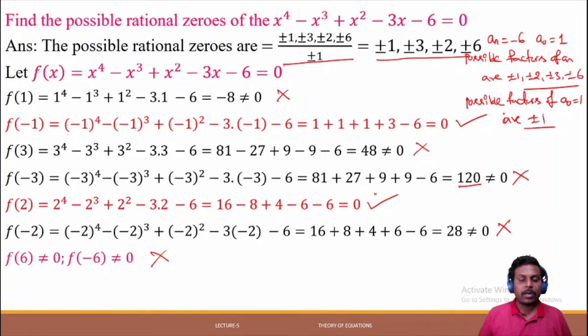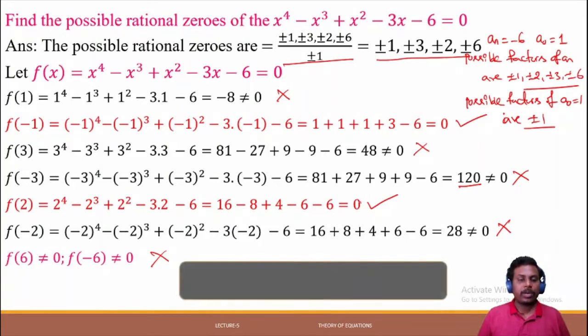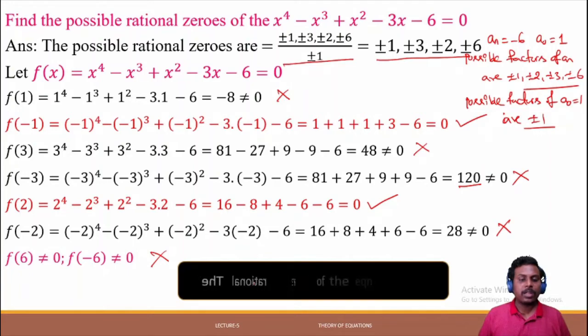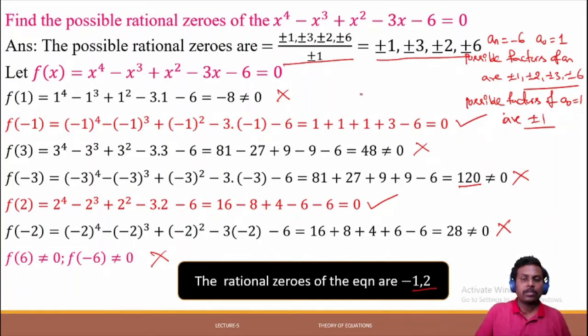Okay, so the rational zeros of the equation are minus 1 and 2, actually. Minus 1 and 2 are the zeros of the given polynomial equation.